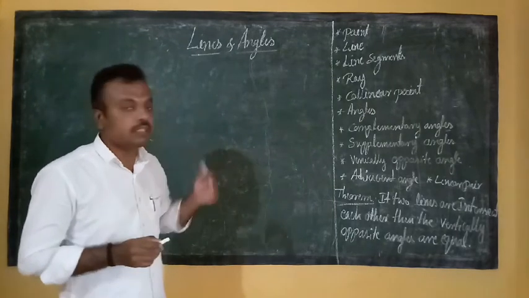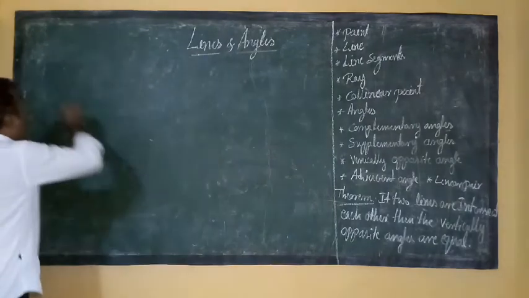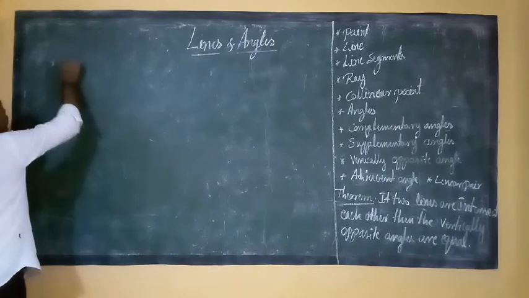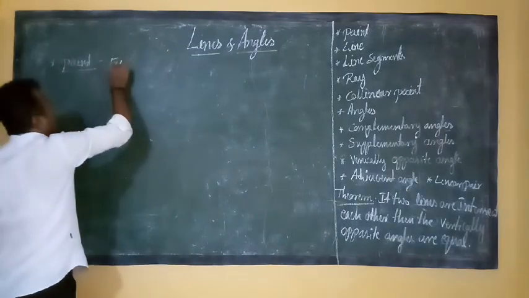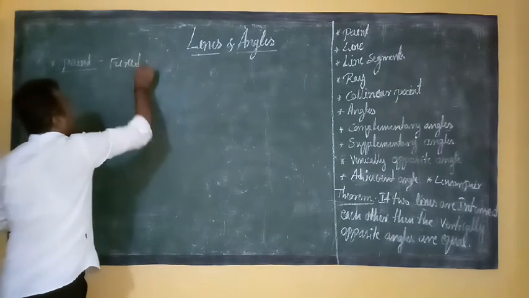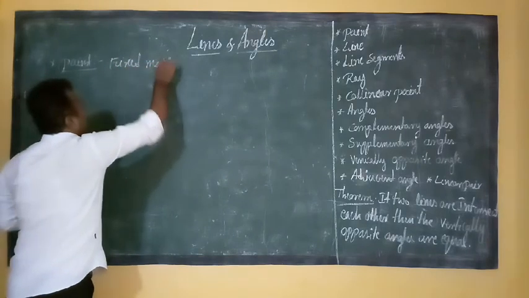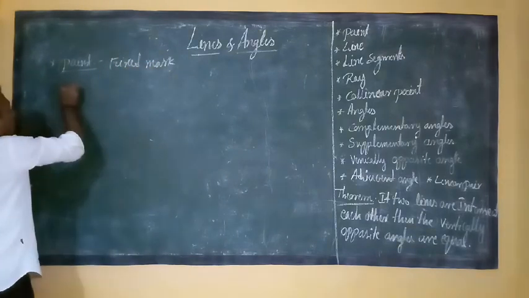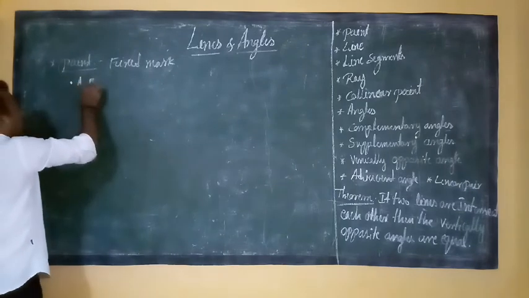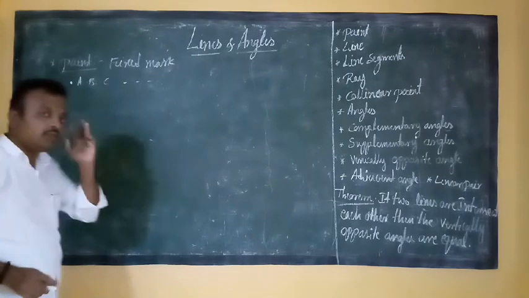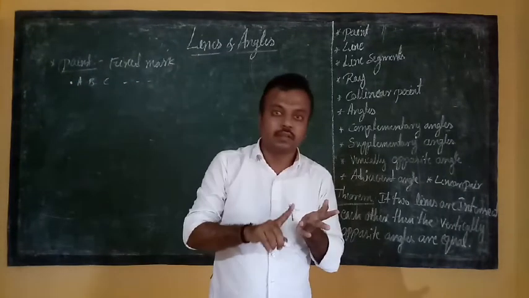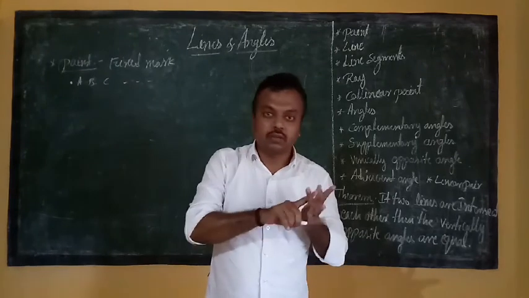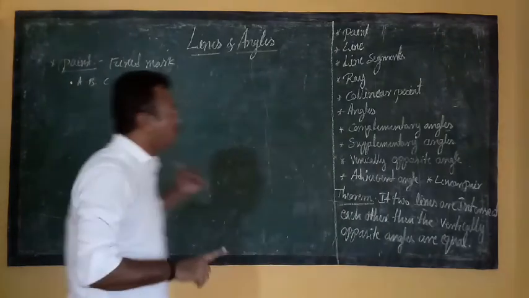The first point is point. So what do you mean about point? Point means it is a fixed mark. It is a fixed mark and it is denoted by any capital letter, point A, point B, point C and etc. There is no any dimensions, there is no any thickness and length and breadth. So there is no any dimensions of the points.